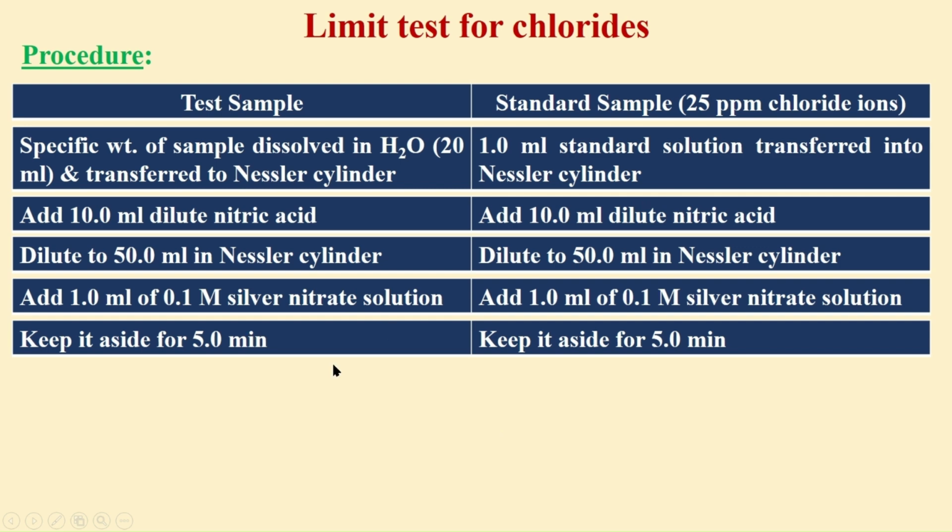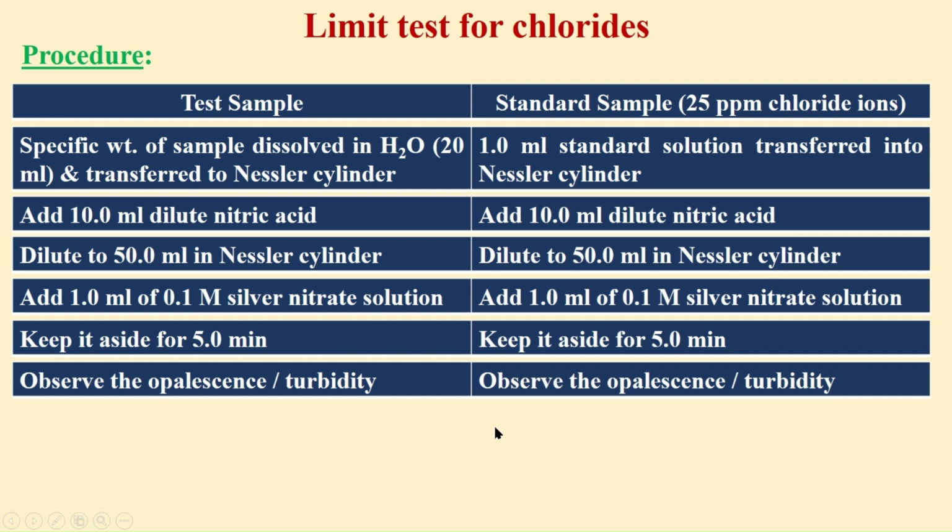When we keep it for 5 minutes, the silver nitrate completely reacts with the sample, giving rise to silver chloride, and this in turn gives rise to opalescence or turbidity. As we know, the turbidity or opalescence produced is a function of the amount of chlorides present in the sample. The higher the chloride ions, the higher the turbidity; the lesser the chloride ions, the lesser the turbidity.